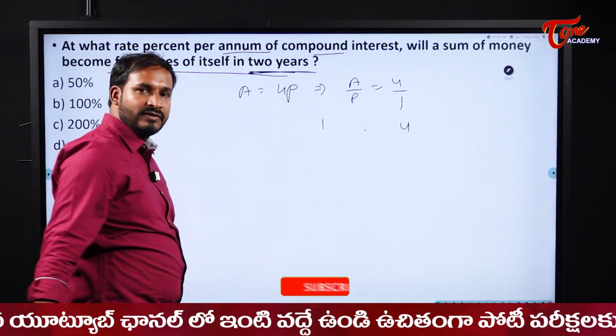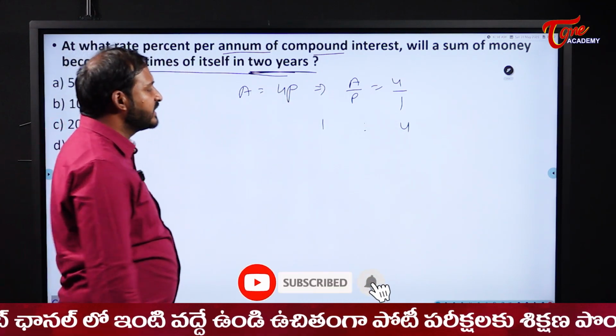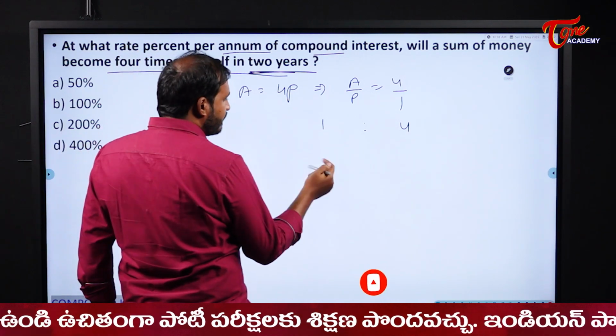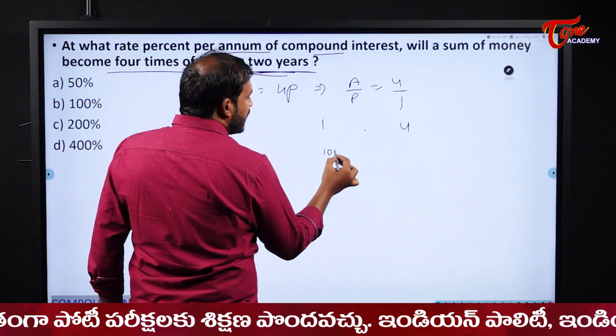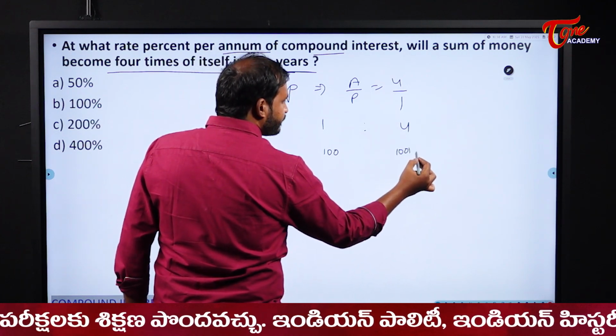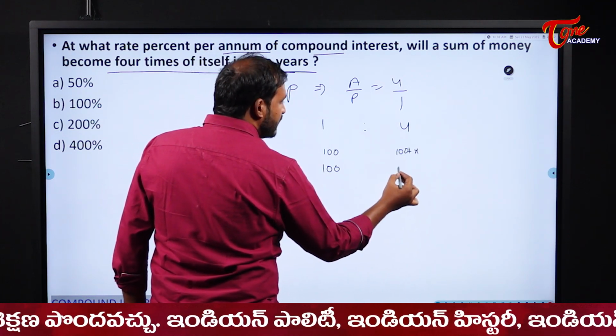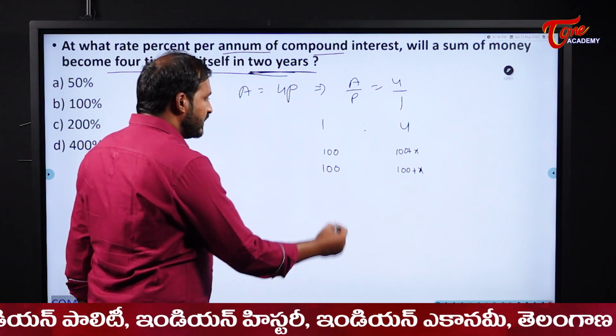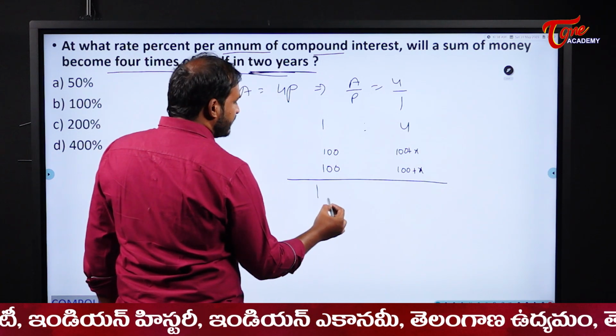In 2 years, how will it become? Rate of interest, for example, if I assume it as some x or something else. So now what happens to this one? X percentage means 100 and 100 plus x, next 100 and 100 plus x. 100 and 100 plus x, and 100 and 100 plus x. This will become what overall? 10,000.